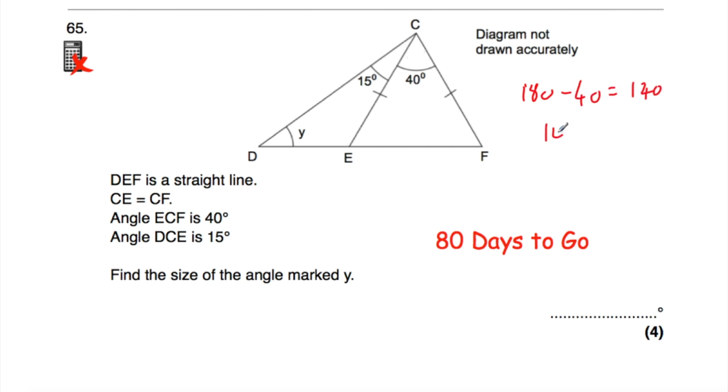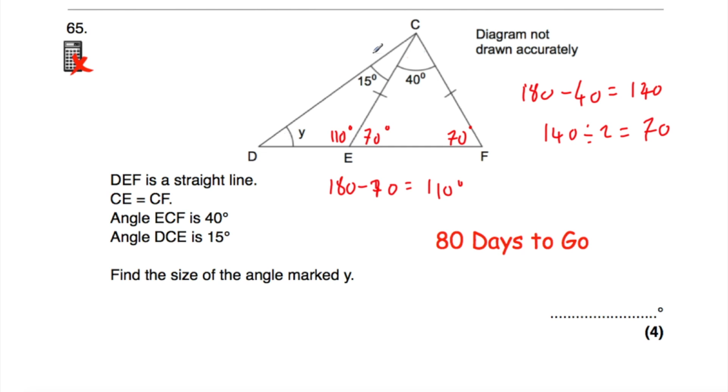And then do 140 divided by 2 is equal to 70. So this angle is 70 degrees, and this angle is 70 degrees. Now these 2 angles make a straight line. So if we do 180 take away 70, that's equal to 110 degrees. So this angle here is 110 degrees.